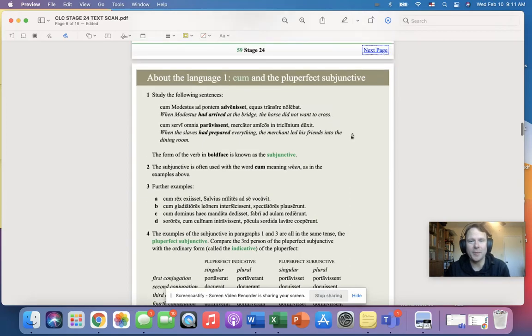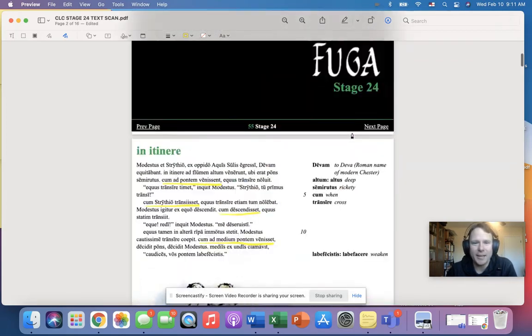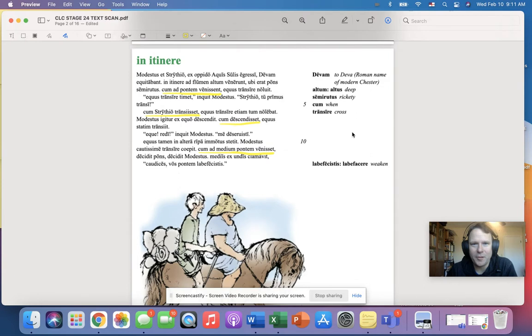Okay, so let me go back and show us in itinere. We just read the story, and this has 1, 2, 3, 4 examples of a cum clause. First of all, it's super easy to identify because it's called a cum clause, which means that it has cum in it, right? It starts out with cum. What else do you notice about this? Take a look at this. Cum ad pontem venissent, cum Strythio transisset, cum descendisset, cum ad medium pontem venisset.